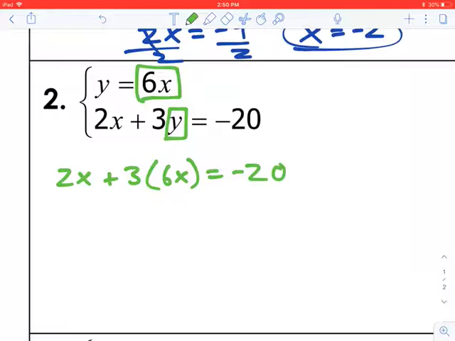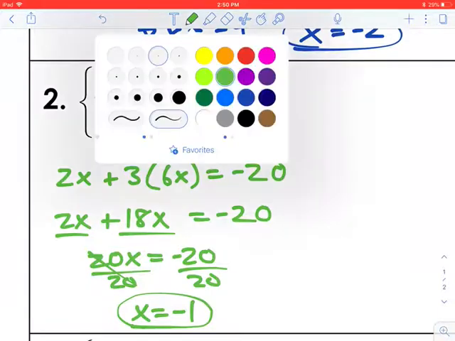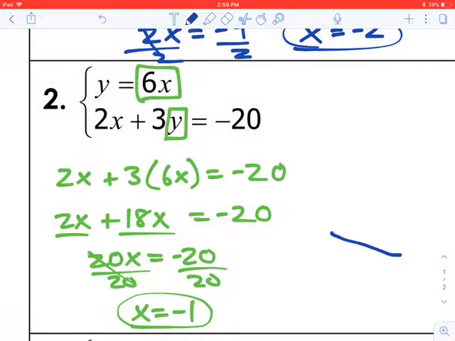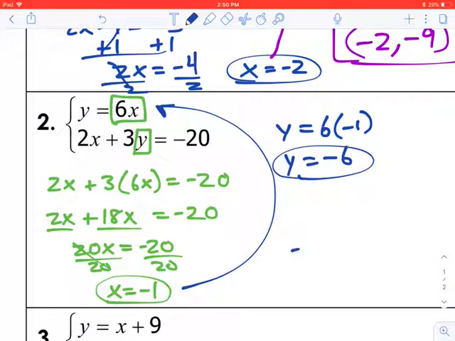Okay, so 3 times 6 is 18x. And now we look to combine like terms. So that's 20x equals negative 20. Divide by 20, and I get x equals negative 1. So, once again, I'm not done yet. Got to plug it back in. Always plug it into the one that has y or x by itself, because it's going to be quick. y equals 6 times negative 1 instead of y equals 6x. So y equals negative 6, done. Negative 1, negative 6.